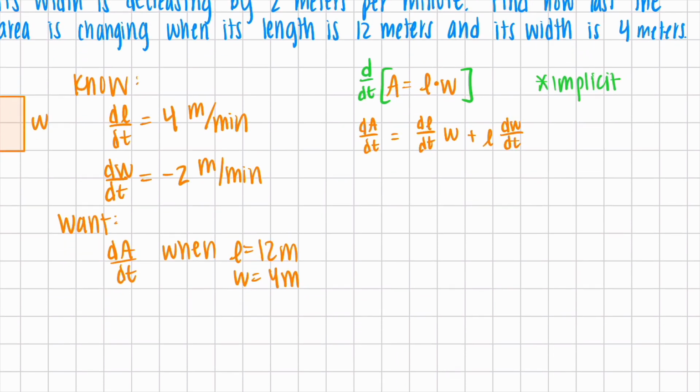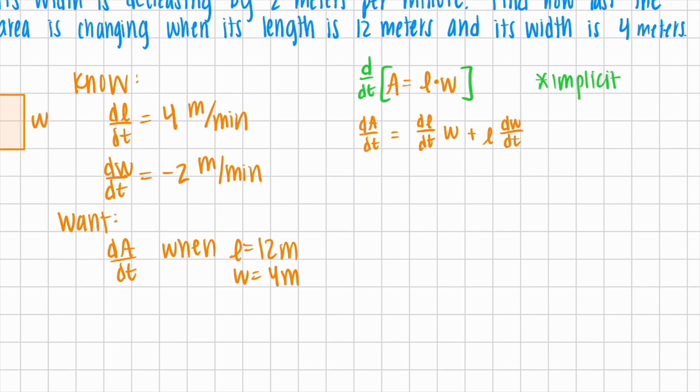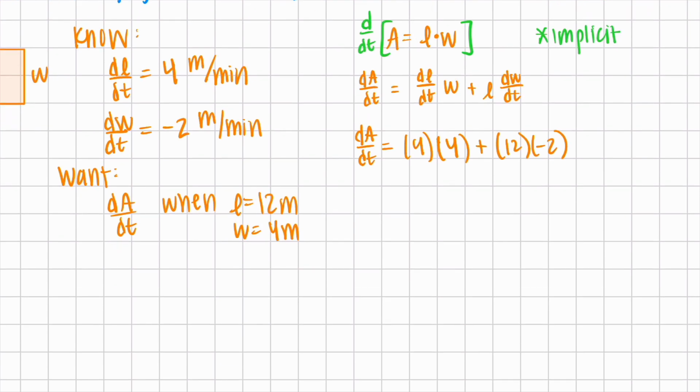Once you've taken your derivative, now you can plug stuff in. So I'm solving for dA/dt. dL/dt is 4, times W, where when W is 4, my width. Plus, plug in your length. Plug in your dW/dt. Notice we simplify, and that gives us our dA/dt.